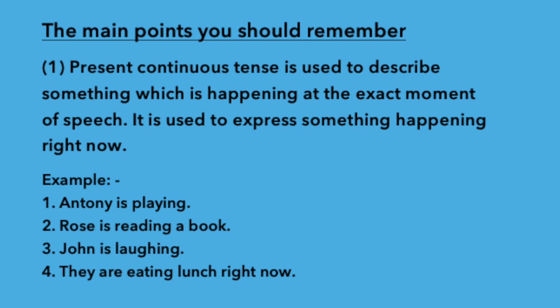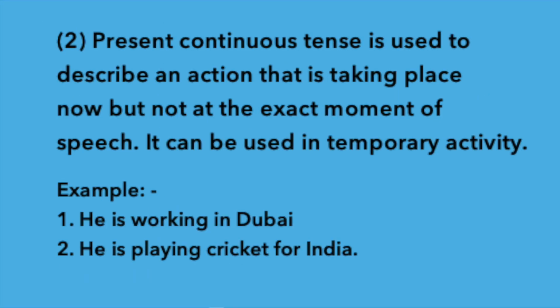Anthony is playing. Rose is reading. John is laughing. Or they are eating lunch. It's continuous action. It's going on. These actions are not finished. So, present continuous tense can be used to express something happening right now. Can you see examples for this usage? You can write 2 or 3 examples in your book, your own examples. Let's move on to the next point.